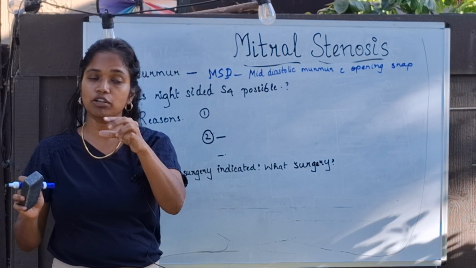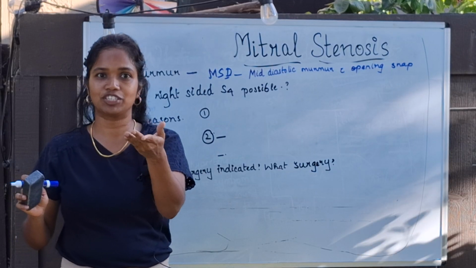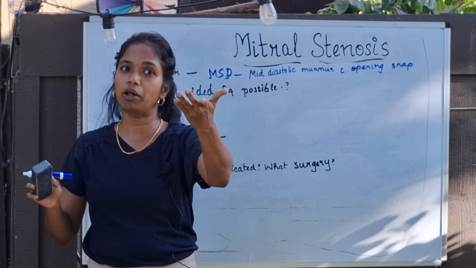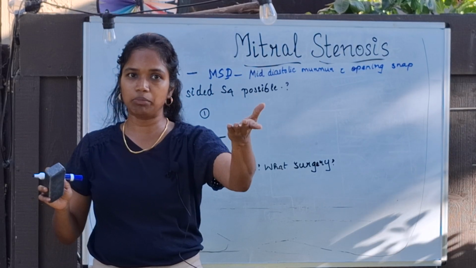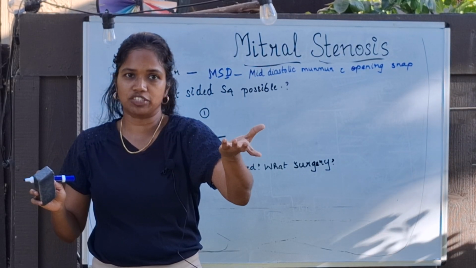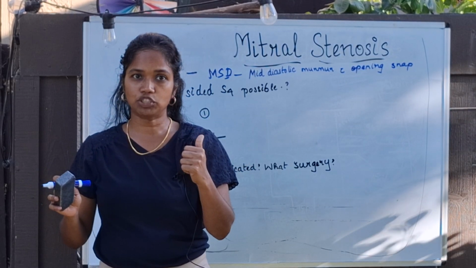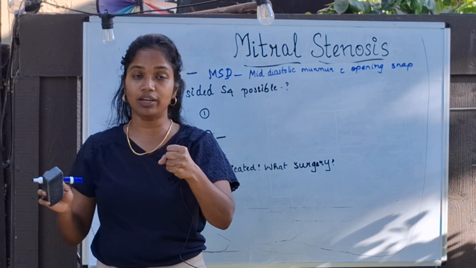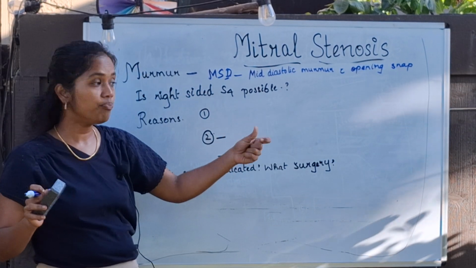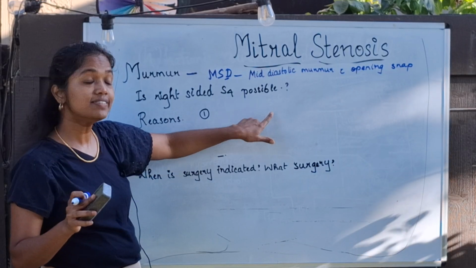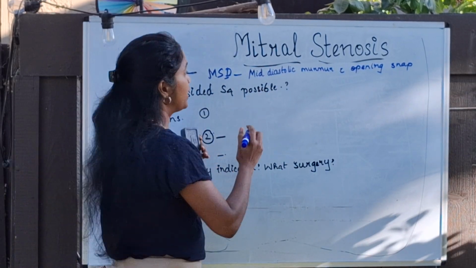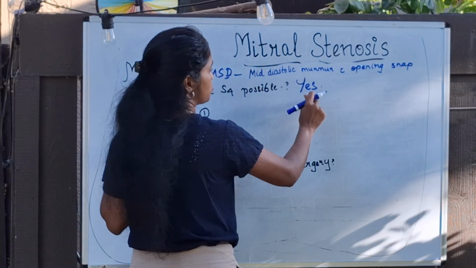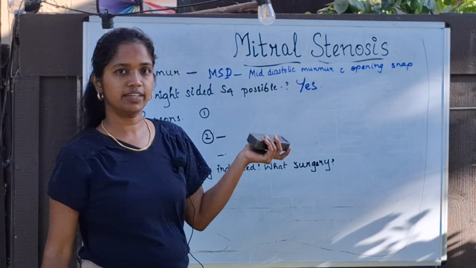Because of the stenosis, the left atrial pressure is high. Since the left atrial pressure is high, it gets transmitted to the pulmonary veins. In the pulmonary vasculature also the pressure is high, which has been transmitted back to the pulmonary artery. And because of the increased afterload, there is an S4, that is, a right-sided S4 is seen in mitral stenosis. Right-sided S4 is possible, and the reason is what I said now.